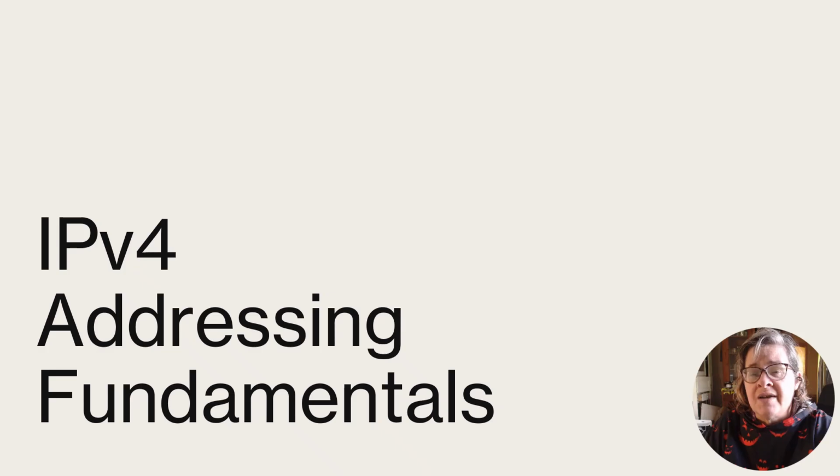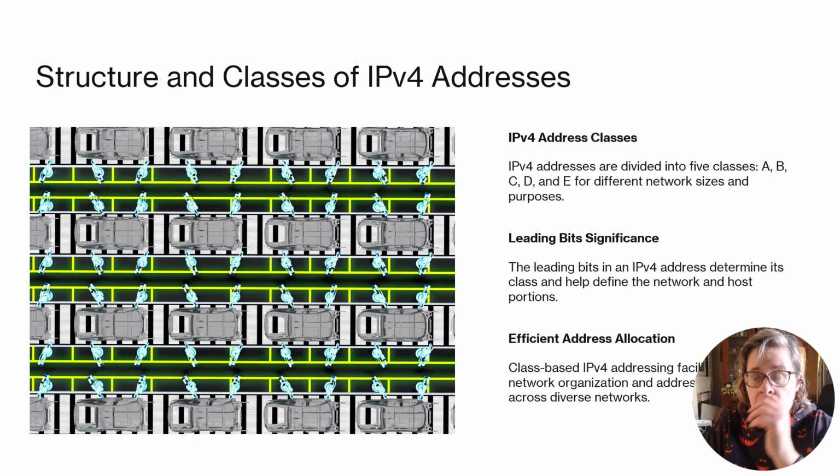Now we dive into the structure and classes of IPv4 addresses, including distinctions between public and private addresses and special address types used for network functions. IPv4 addresses are categorized into classes A, B, C, D, and E based on the leading bits and address range. This classification helps organize networks and allocate addresses efficiently.